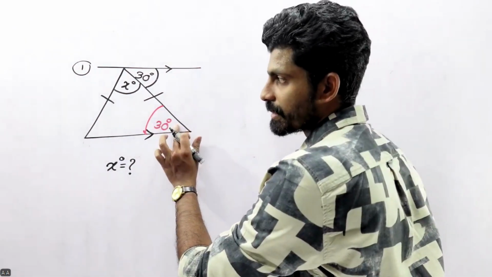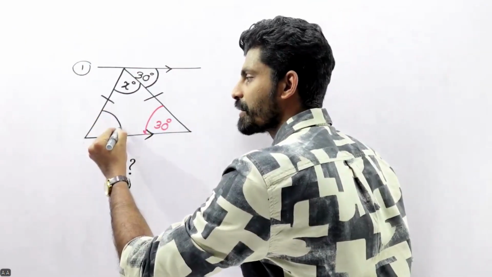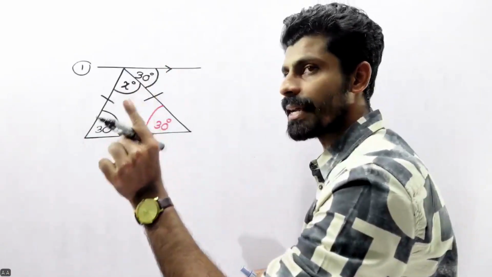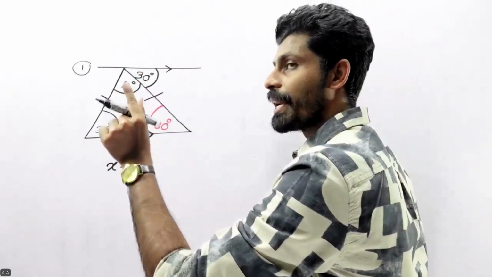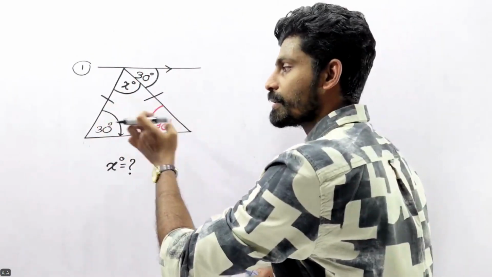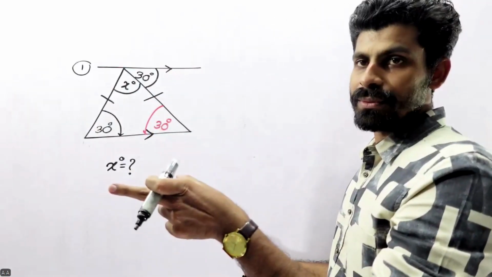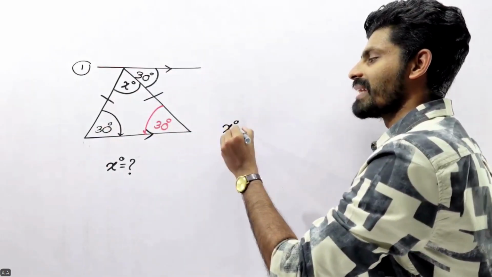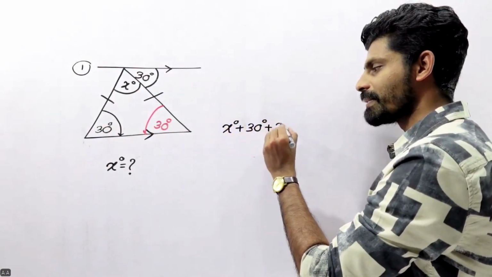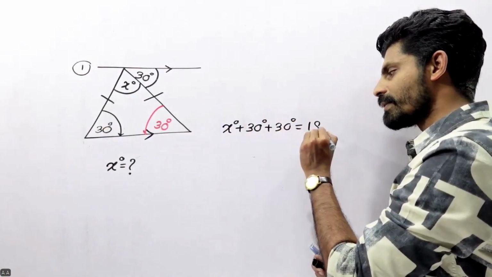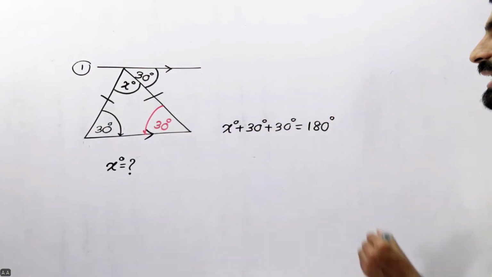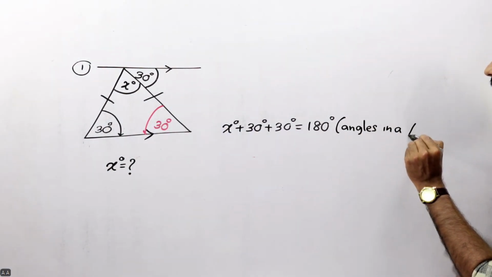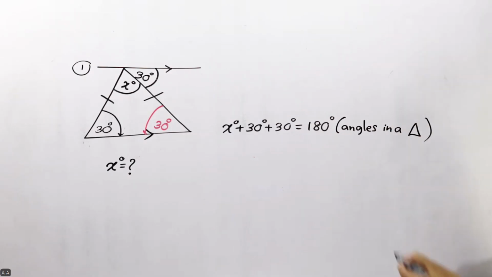So 30 means this one is also 30. Opposite sides are equal, which means opposite angles are also equal, right? So that means x plus 30 plus 30 equals 180, angles in a triangle, right?